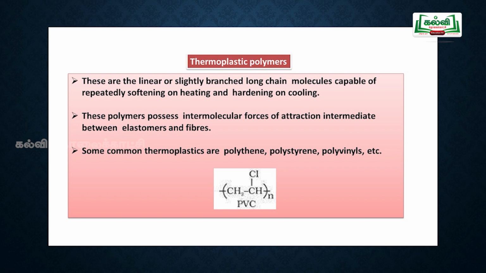So heating and remolding is possible any number of times. If you want, you can mold it. If you don't want the structure, you can heat it and melt it. You can remold it. Heating and remolding is possible n number of times. Such types of plastics are called thermoplastics. Examples: polyethylene, polystyrene, PVC. So just remember the examples for thermoplastics: polyethylene, polystyrene, and polyvinyls, PVC.